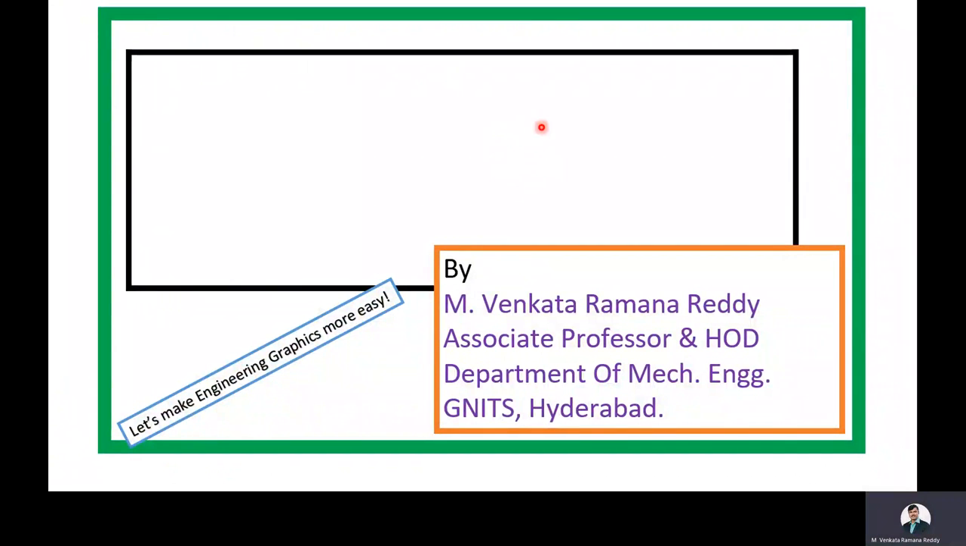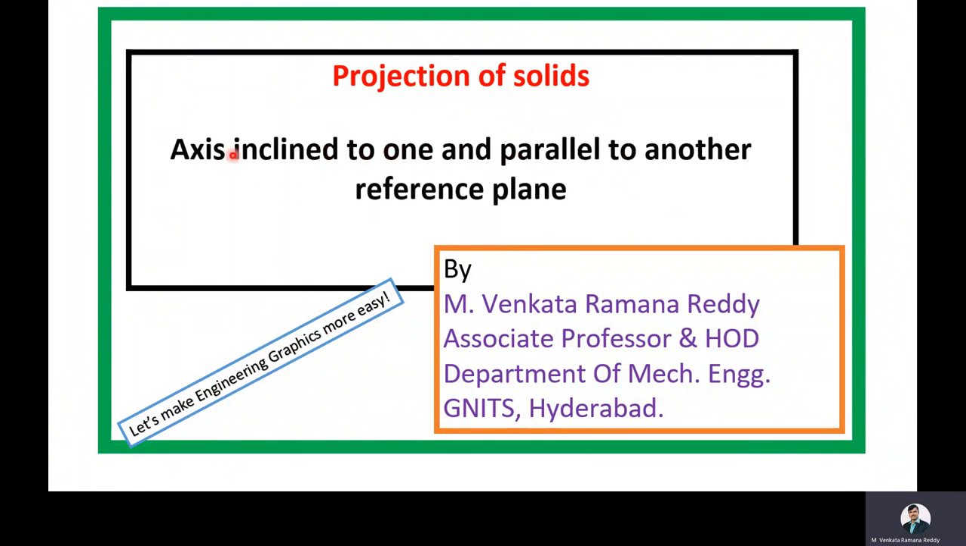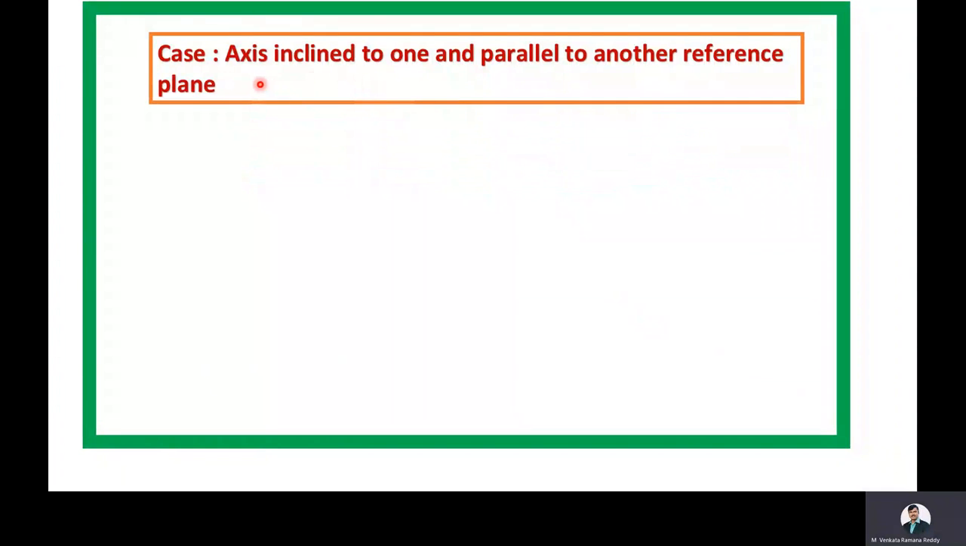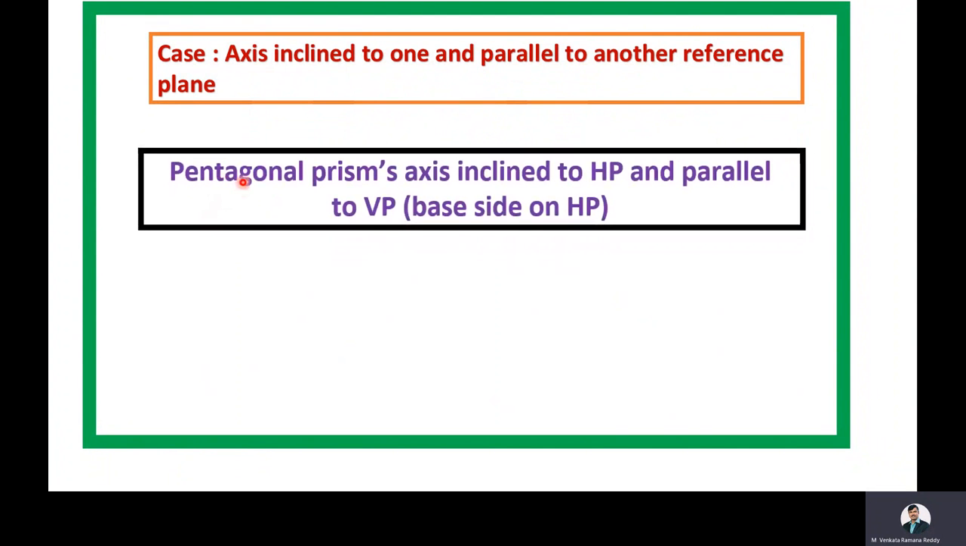Welcome to the discussion on the topic projection of solids. Under this, we are discussing solids axis inclined to one and parallel to another reference plane. Under this, we are solving the first problem. Under the solids axis inclined to one and parallel to another reference plane concept, we are solving a problem on a pentagonal prism's axis inclined to HP and parallel to VP and its base side on HP.